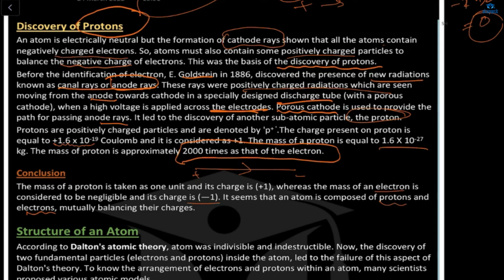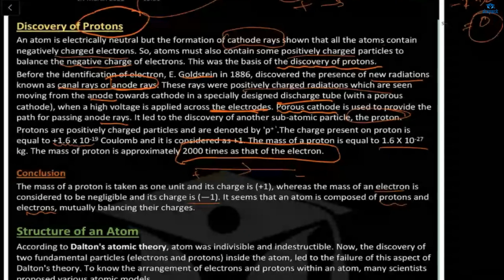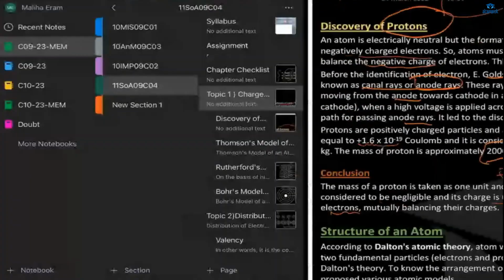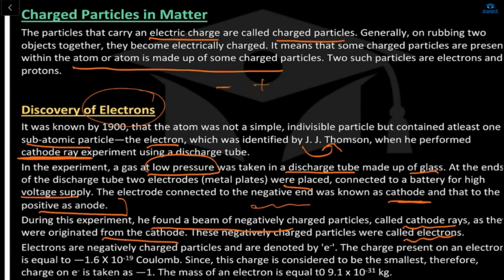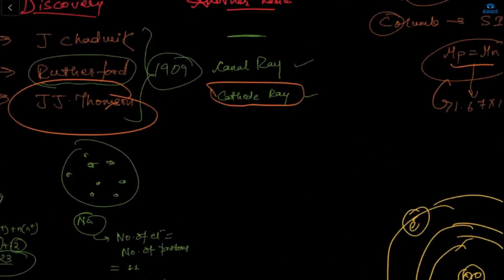Arham, where are you? Discovery of proton is your anode ray, right? Because it is positively charged. And discovery of electron is your cathode ray because it is negatively charged. Ma'am, neutron or electron? Electron, why neutron? Ma'am, you just said neutron, so I got confused. Oh, okay. No, it's electron. Electron is minus, proton is plus. Cathode is for electron, and for anode, we can also say canal ray. See, here I wrote canal.